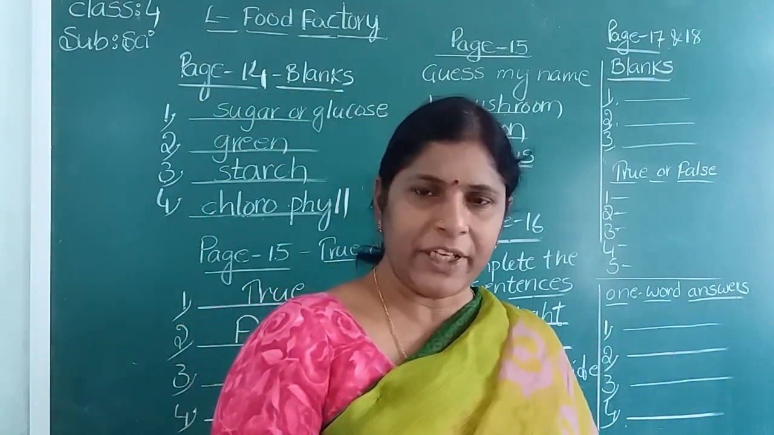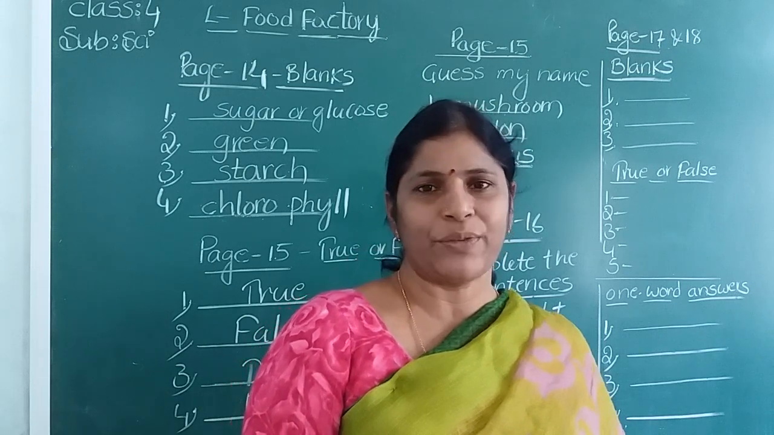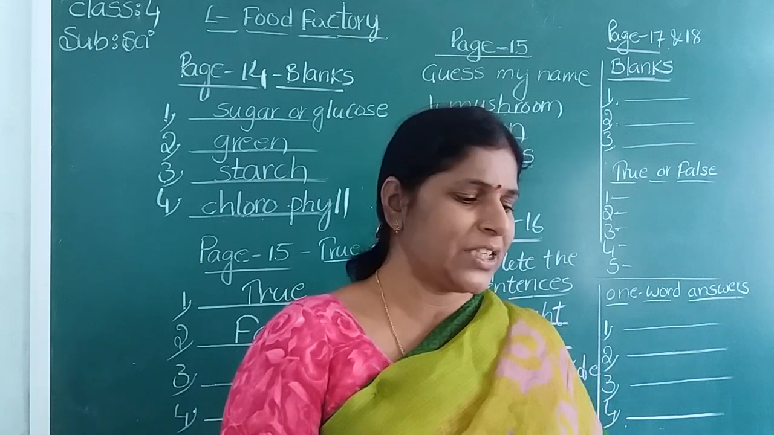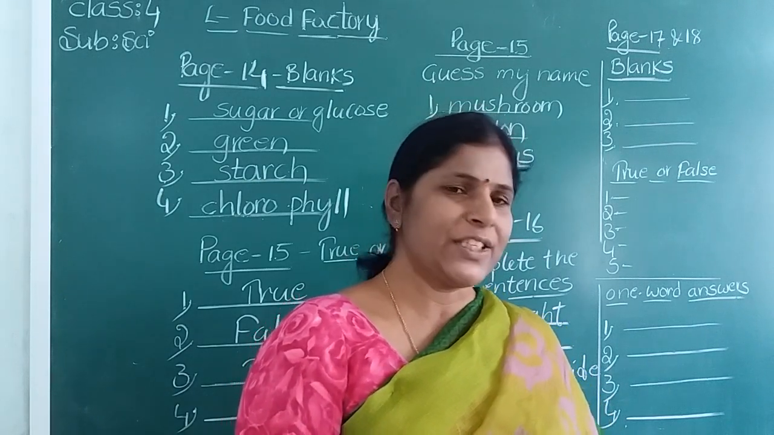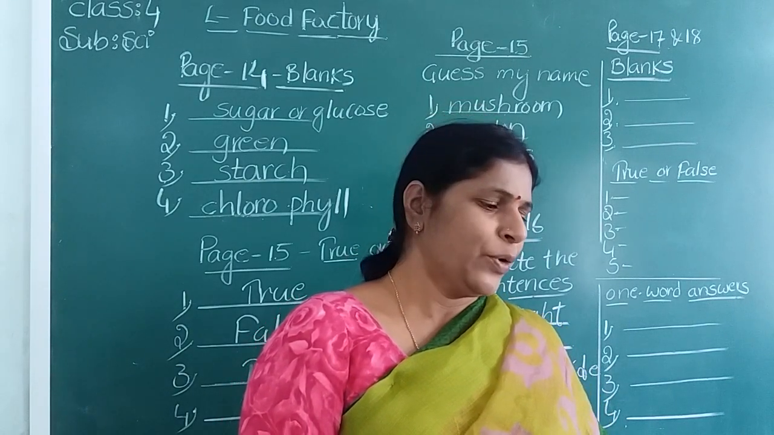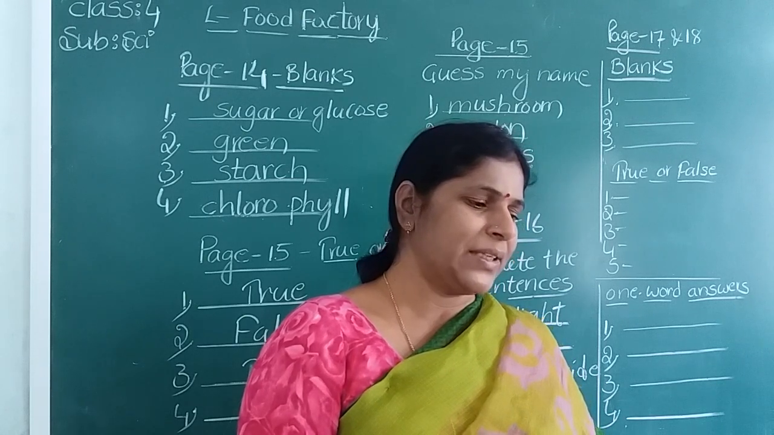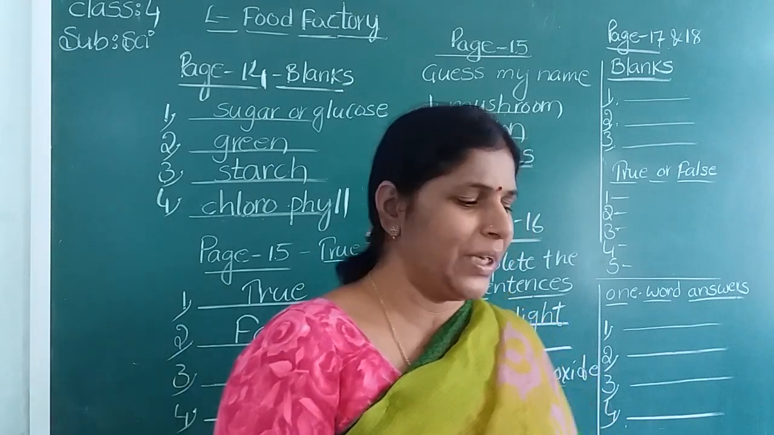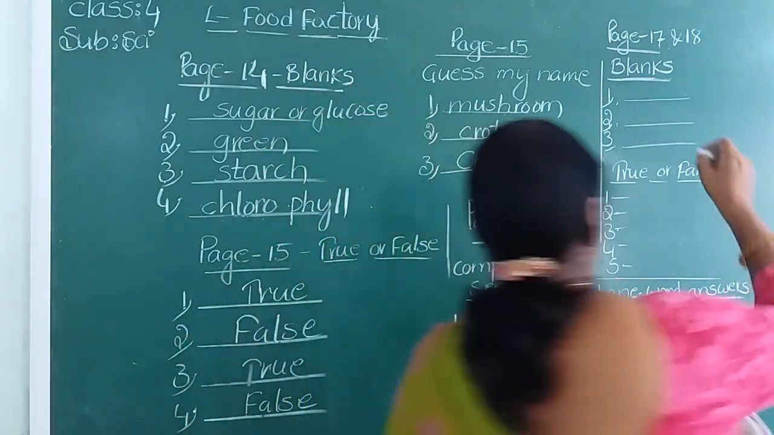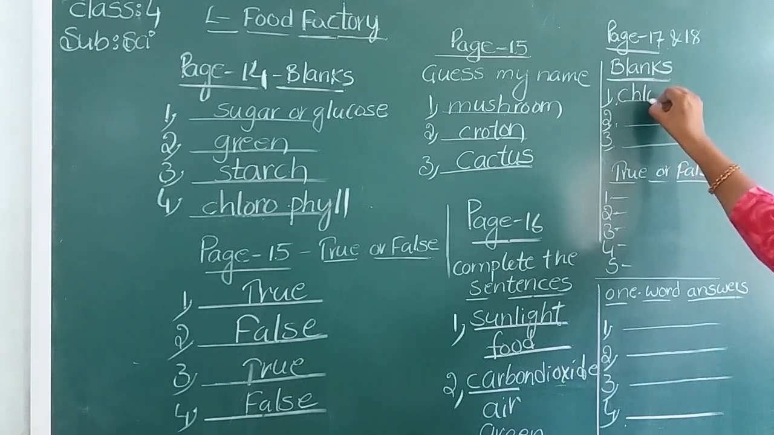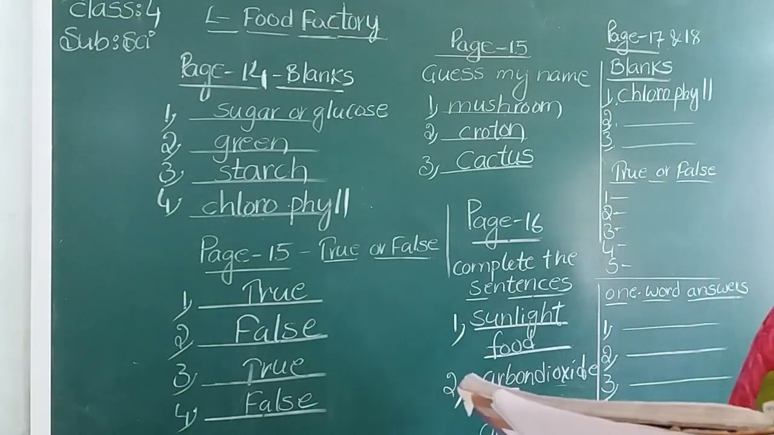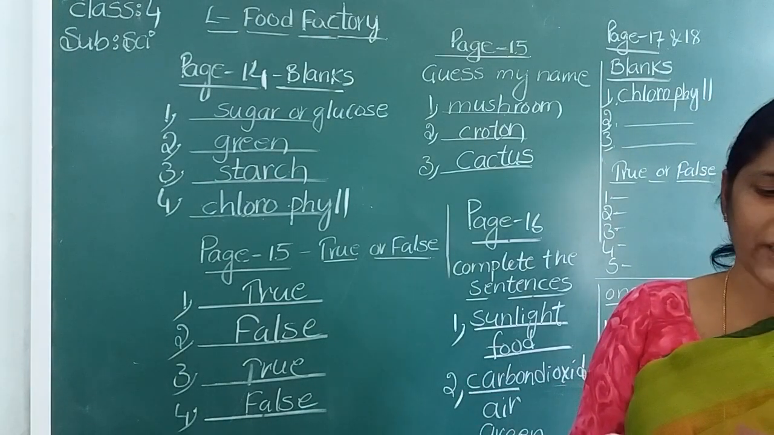Okay, page number 17 open. Here they have given four blanks for you. I am reading the first question, so put more concentration on what I am reading. Fill in the blanks. The green color of a plant's leaf is due to the presence of chlorophyll. What is that? Chlorophyll. C-H-L-O-R-O, chloro, P-H-Y-L-L, chlorophyll. The green substance is called chlorophyll. Yes, go to the next question.